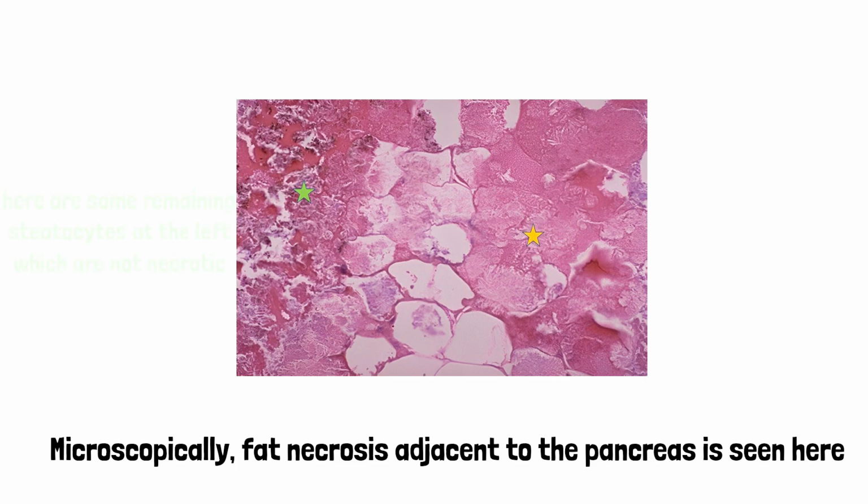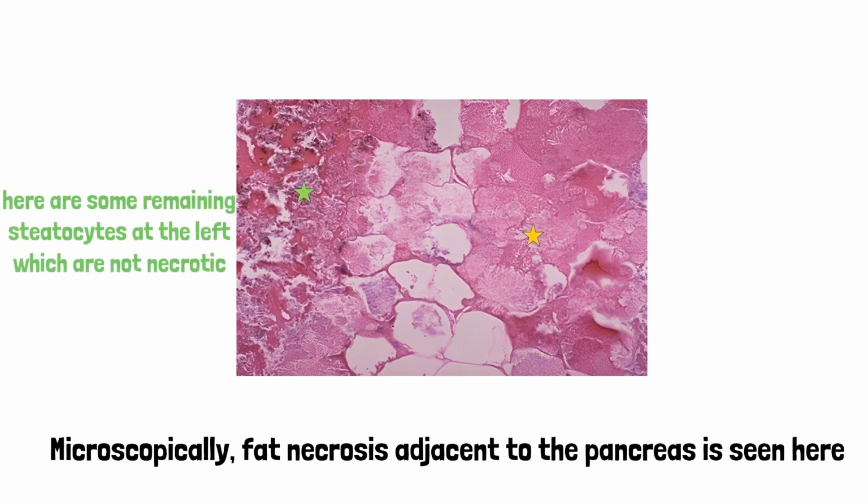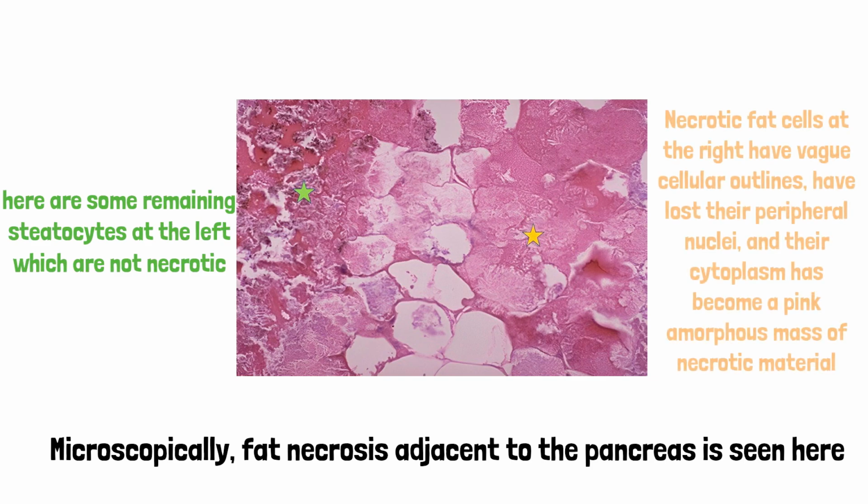Here are some remaining steatocytes at the left which are not necrotic, marked by green star. On the right, necrotic fat cells have vague cellular outlines, having lost their peripheral nuclei, and their cytoplasm has become a pink amorphous mass of necrotic material, marked by a yellow star.